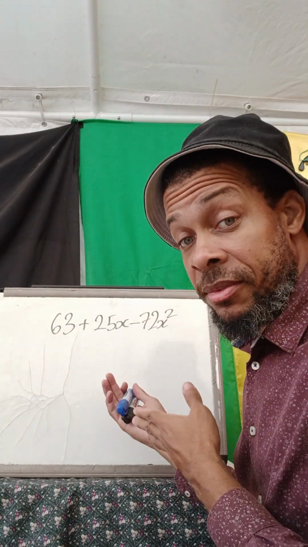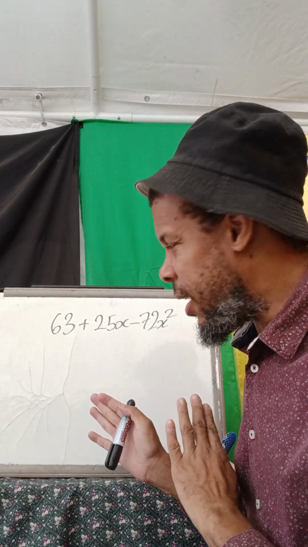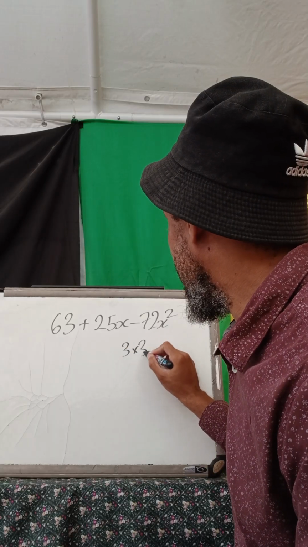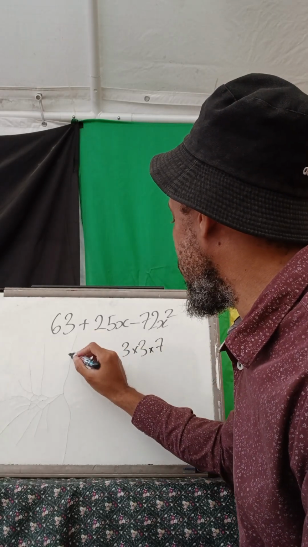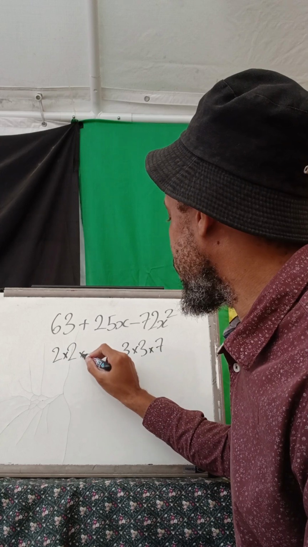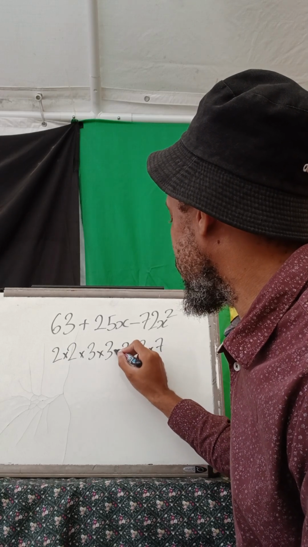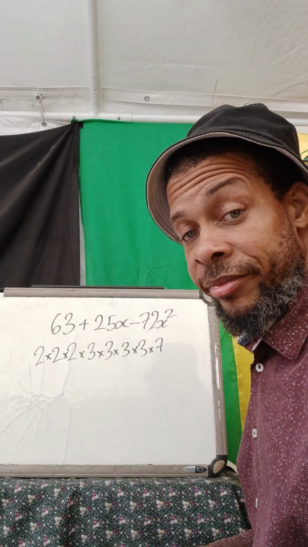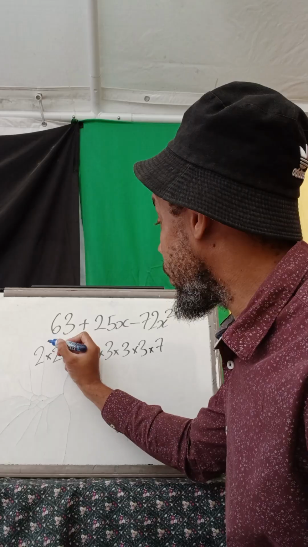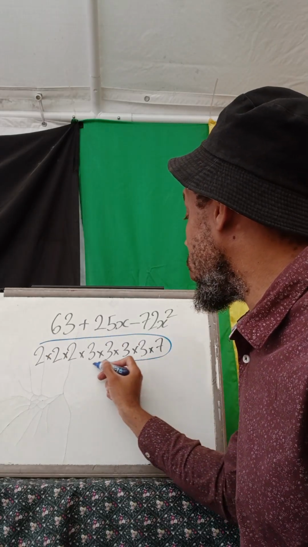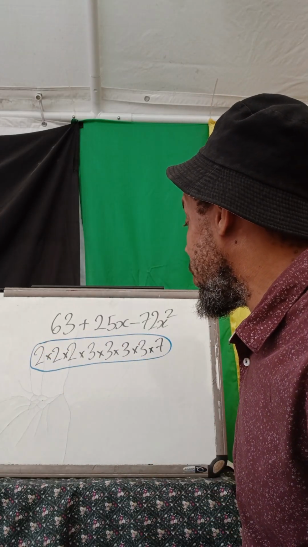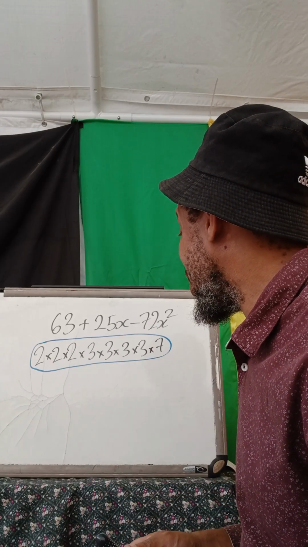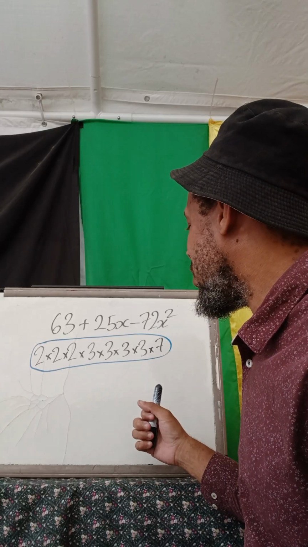Alright, so let's try this. That's the 63. And this part is the 72. So what are we going to do? How are we going to get a 25 out of this? How are we going to get that now? Sure, you can say 72 and 63, that's not going to work. Maybe. Hold on.